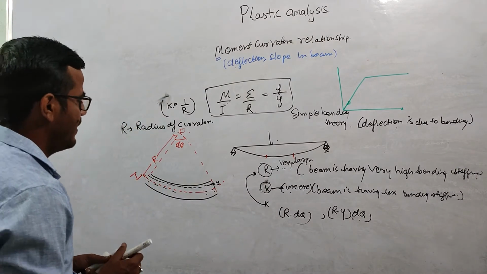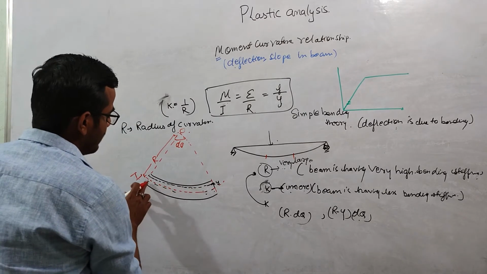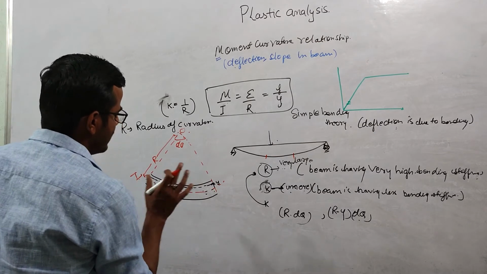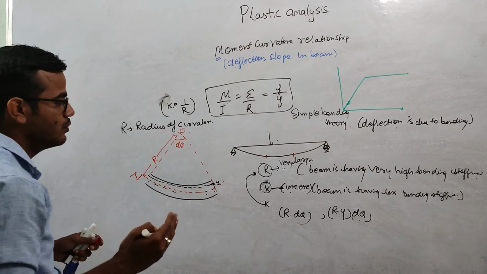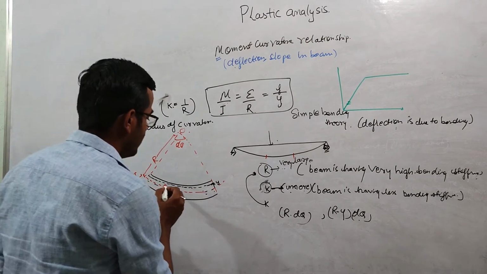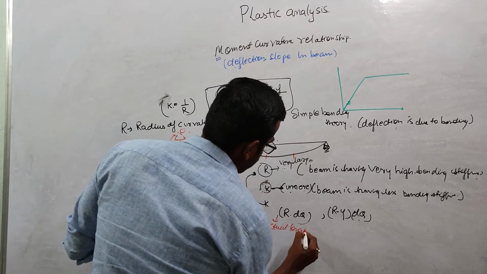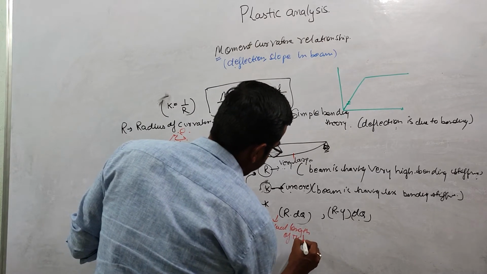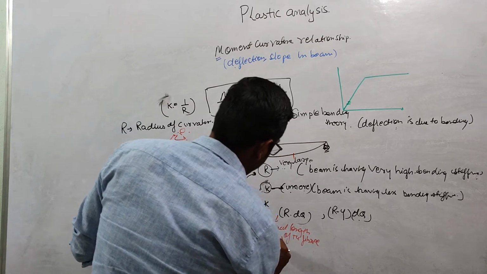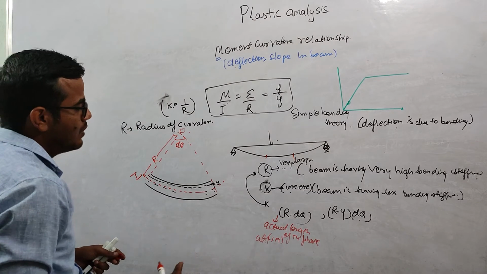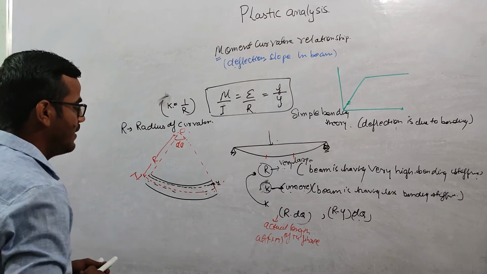Now if you calculate this strain, in the actual case, if this beam is not bending, in the initial stage, this r dθ will be equal to the actual length of this fiber. This is the actual length of the fiber at the neutral axis. So we need to calculate the strain at the level y.